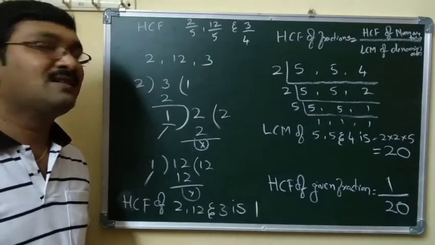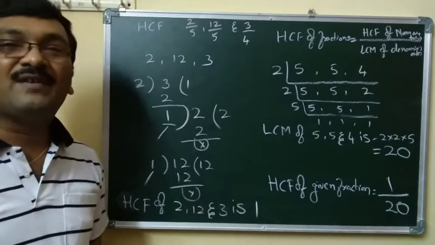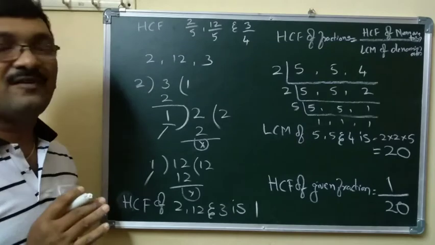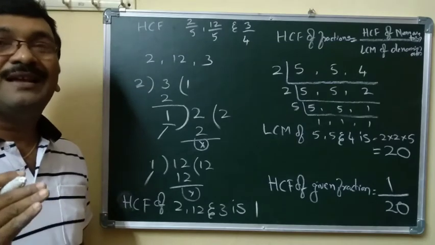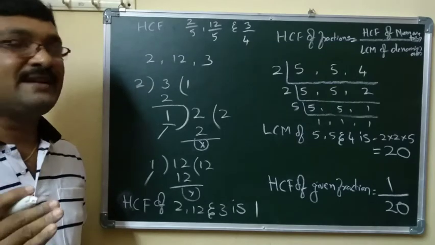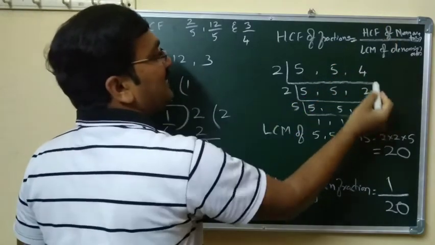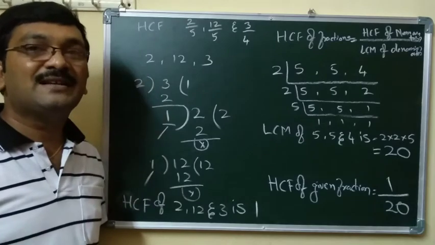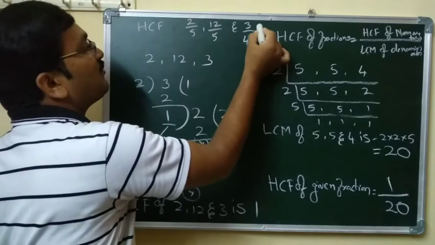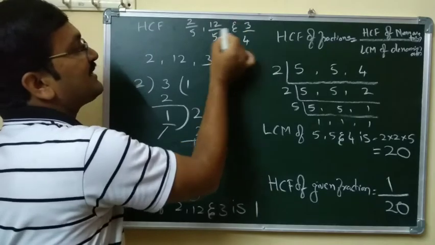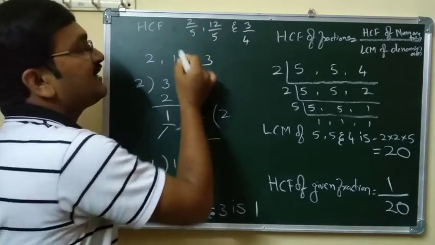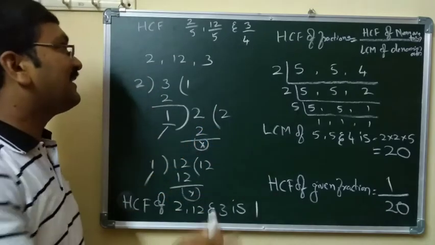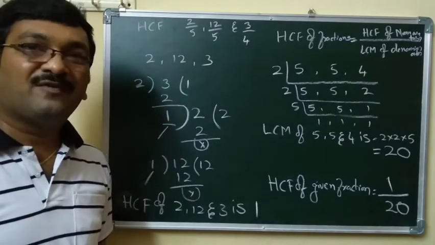I will do it once again. Okay, here they ask the HCF of the three fractions. So the principle is: HCF of the given fractions equals the HCF of the numerators written upside, and the LCM of the denominators downside. For the three numerators we have to find out the HCF, and for the three denominators we have to find out the LCM. Both together, if you write, we will get the HCF of the given fractions.